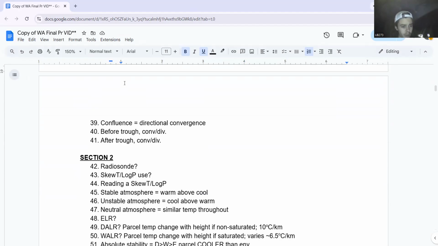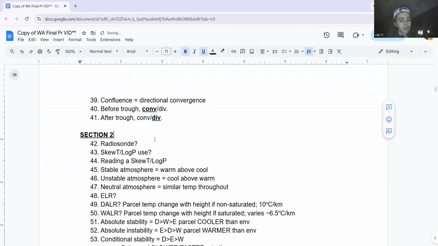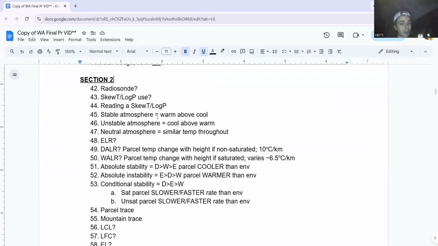So before a trough, are we going to have convergence or divergence? We're going to have convergence. After a trough, we'll have divergence. Because we have divergence after the trough, just after the trough is where we'll have air rise from below, if we're talking about the upper level.